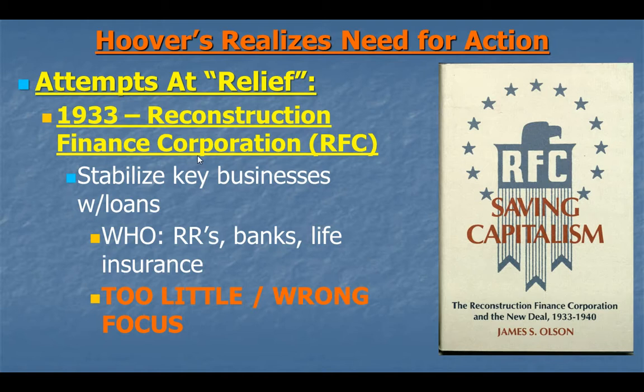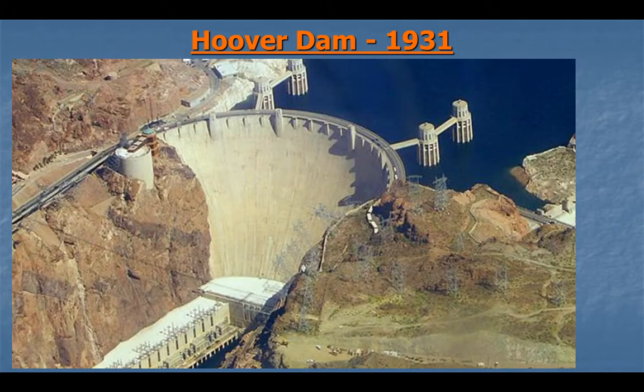And the idea here was that we're going to give money and loans to key businesses and industries. Who they were: railroads, banks, life insurance companies. But the problem was that it was too little of a focus, too small an area, and it was at the wrong end of the system. It was at the top, while massive numbers of people are suffering here.